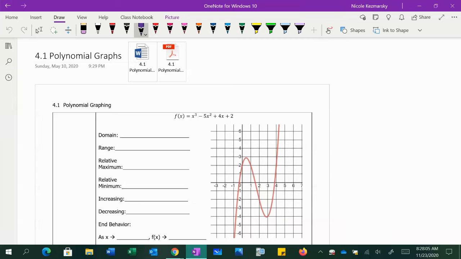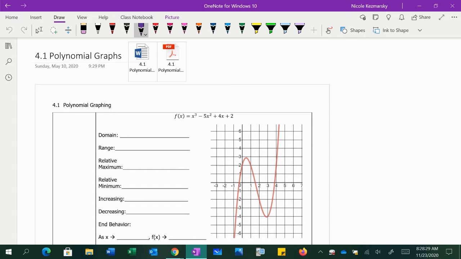This is 4.1 Polynomial Graphs. In this section, we're going to be analyzing the graphs of polynomial functions. Poly means many, and nomial for mathematics purposes means number of terms. And so what we're talking about is polynomials having many terms. And terms are separated by addition and subtraction.